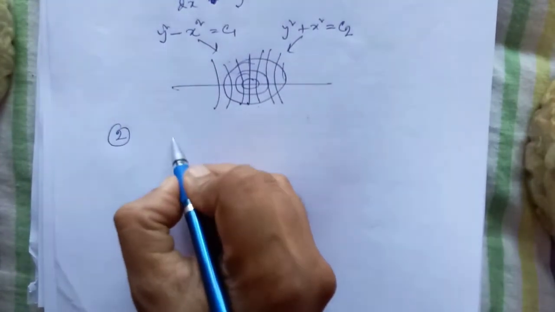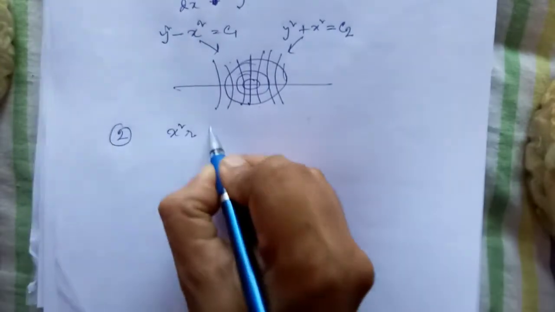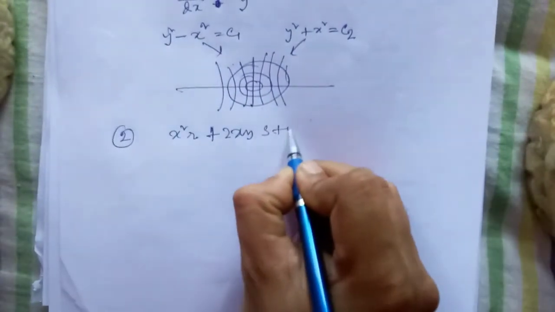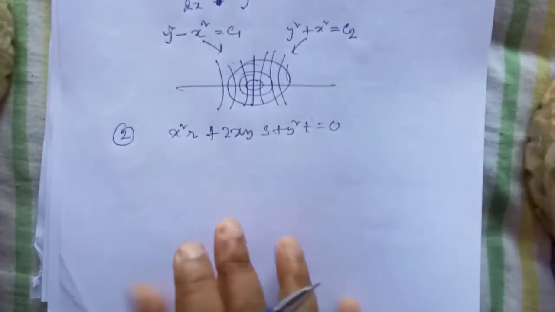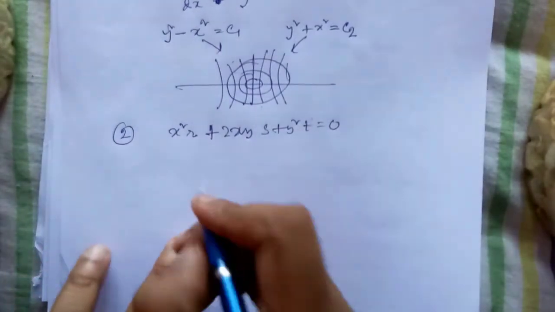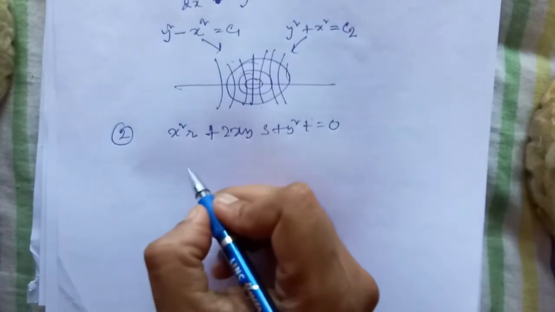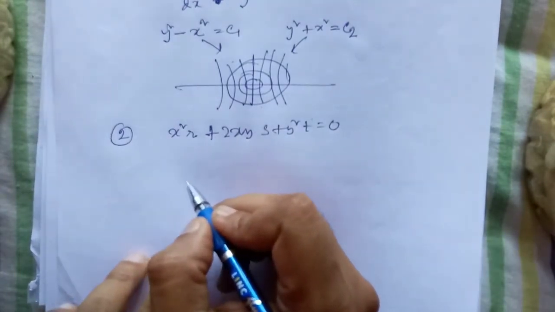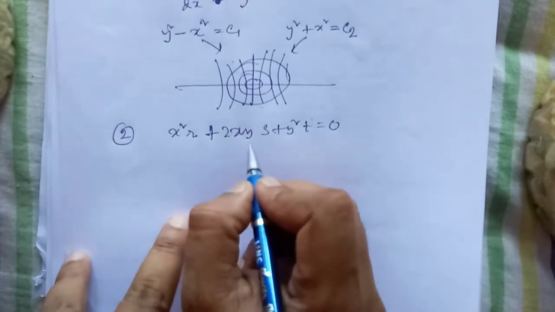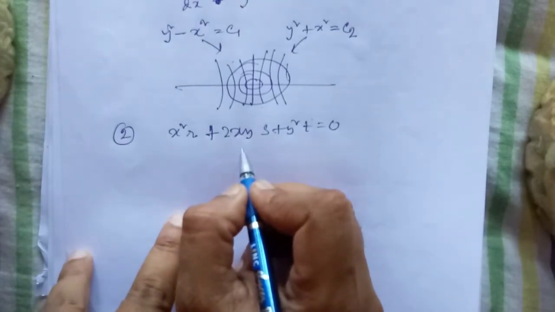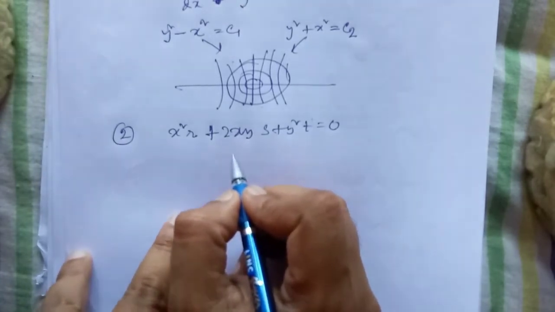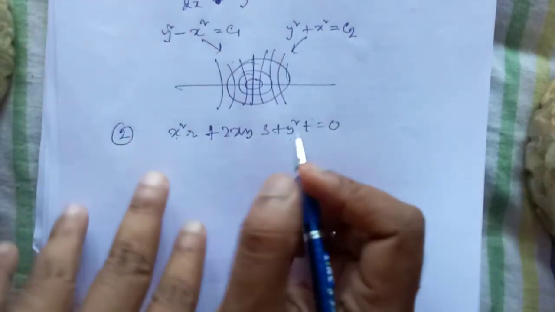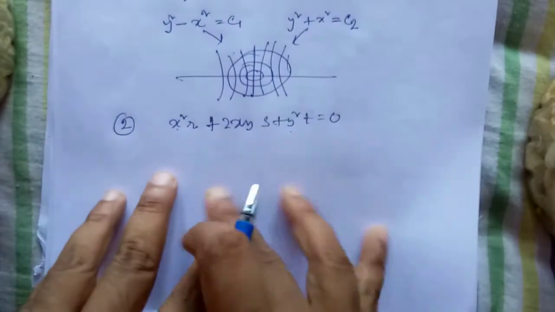So this is given as x² r + 2xy s + y² t = 0. Now you see that this differential equation is parabolic everywhere. Why? Because s² − 4rt = 4x²y² − 4x²y², which is equal to 0 irrespective of whichever be your x, y.